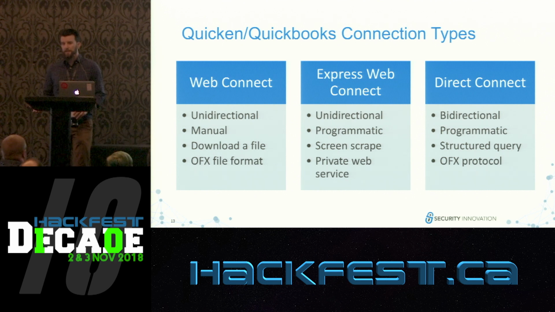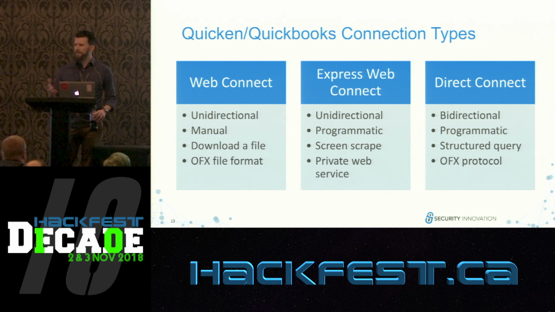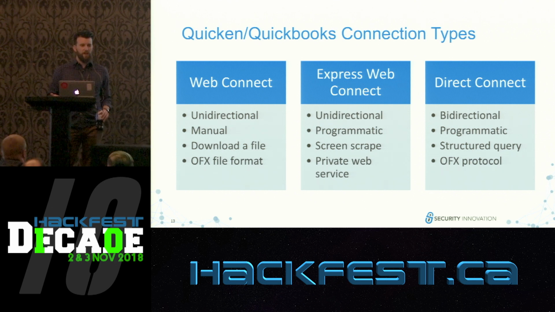There's 3 different ways to connect. These are Quicken's terms. Quicken and Intuit, they're the industry leader here, even though there's other products. Web Connect is a fancy way of saying, go to the website, download a file, and then manually import it into the desktop app. Express Web Connect is a bot that does that for you. And Direct Connect, or the OFX protocol, which we're going to dive into, is an actual bidirectional, programmatic, structured query proto-web service that you can use to talk directly to your bank.